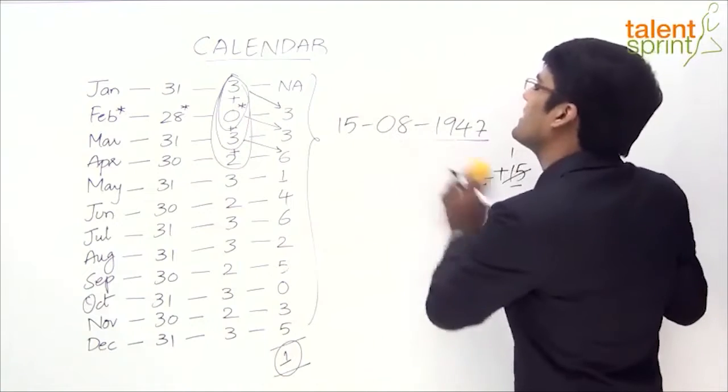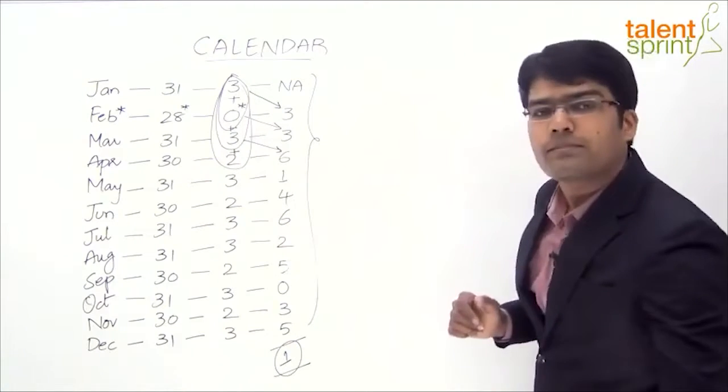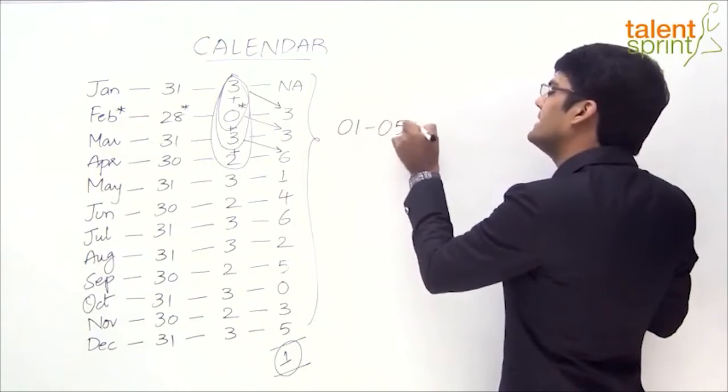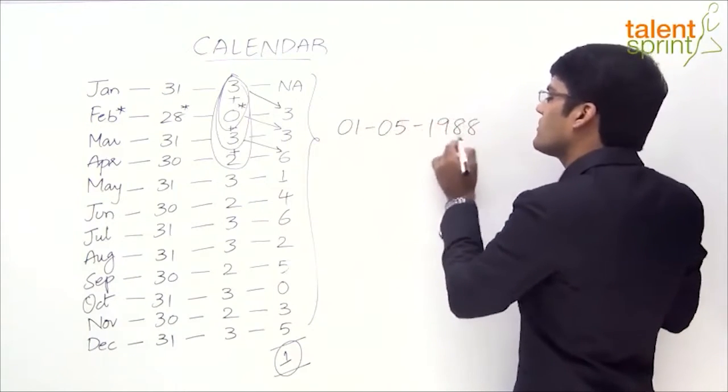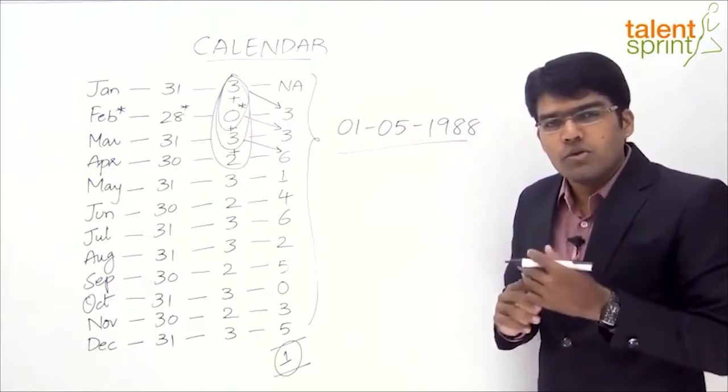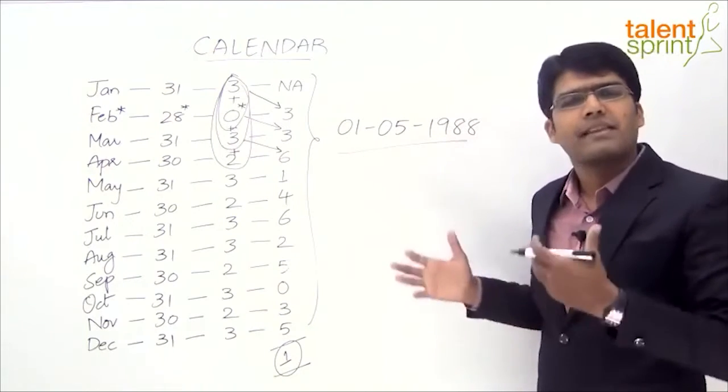Let's consider some other date. For example, 1st of May 1988. Now we have to find out what day of the week it is. So no need to worry about that detailed calculation. The calculation actually is very simple.